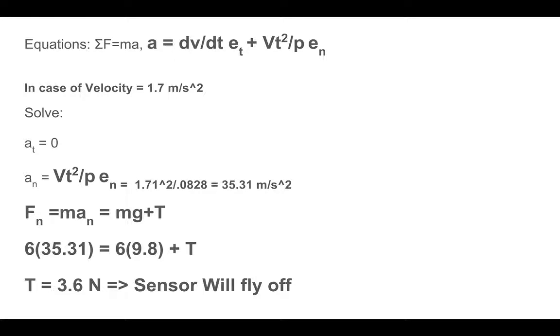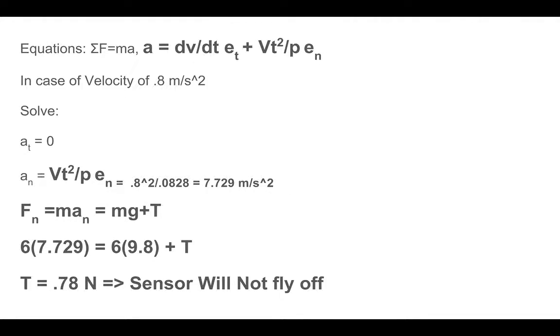So now that we have the acceleration in the normal direction, we want to solve for our force. So we know that the forces are weight going downwards and the normal from the Velcro going upwards. And after solving for the normal of the Velcro, we get 3.6 newtons, which means in this case the sensor will fly off.